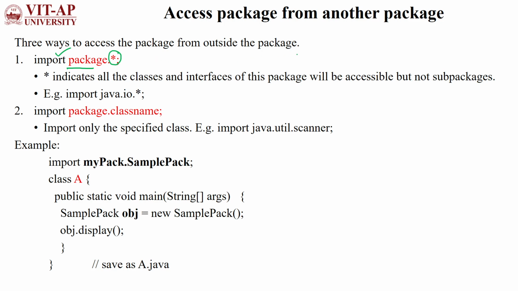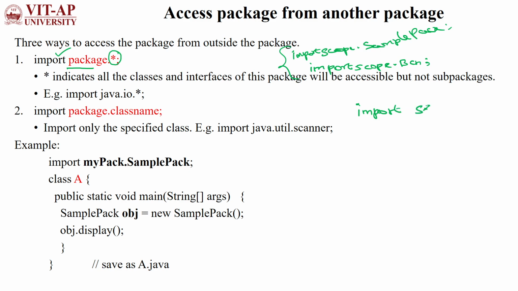From the previous example we have imported, import scope, then sample pack, one class. And another one again we have imported scope dot bcn, another class. So instead of writing this two times, we can simply say import scope dot star. That means all the classes can be imported into the program.